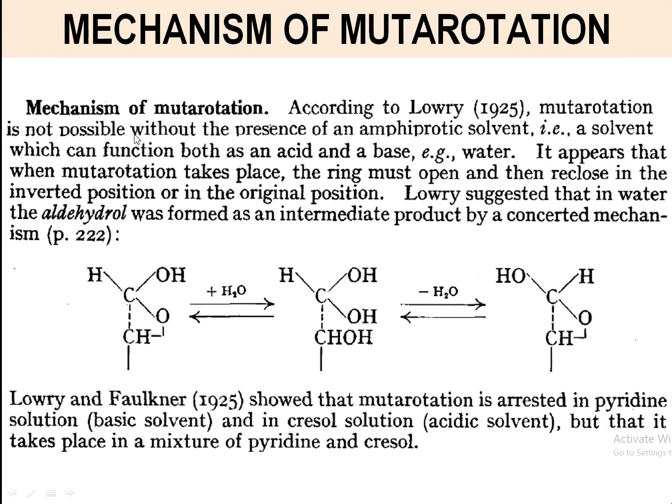According to Lowry, mutarotation is not possible without the presence of an amphiprotic solvent. Now, what is an amphiprotic solvent? It is a solvent which can function both as an acid as well as a base. Now, why does this happen? Because for mutarotation to take place, the ring must open and then the ring must close. So the aldehydrol, as you can see, the middle structure, was formed as an intermediate product by a concerted mechanism. Lowry and Faulkner showed that mutarotation is arrested in pyridine. It doesn't occur in pyridine alone and it doesn't occur in cresol alone, but it takes place in a mixture of pyridine as well as cresol.